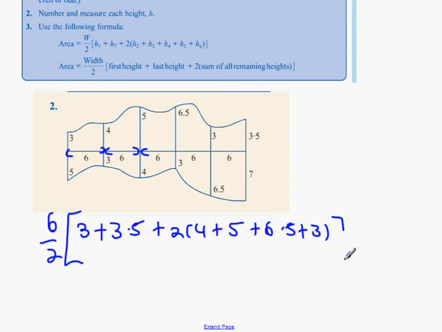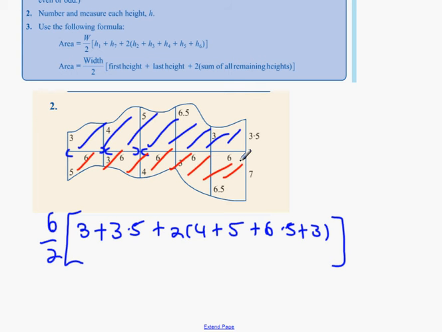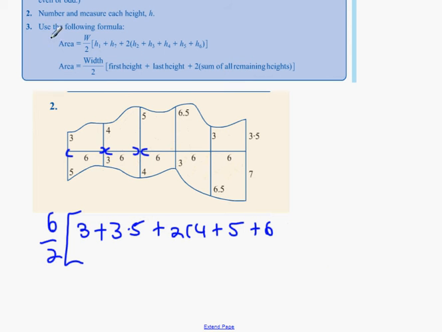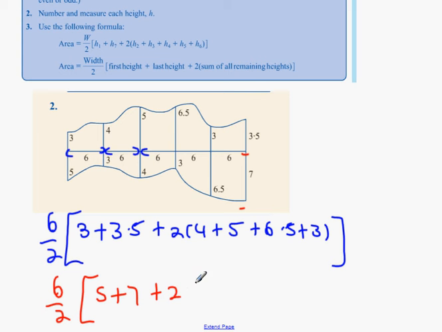Well, so we do that in the calculator. While you're doing that in the calculator, this corresponds to the blue area. I am now going to do what we're going to call the red area underneath that. Is that alright? So to do the red area, you do more or less the same thing. 6 over 2 multiplied by the first height, 5, the last height, 7, plus 2 times the remaining: 3 plus 4 plus 3 plus 6.5.